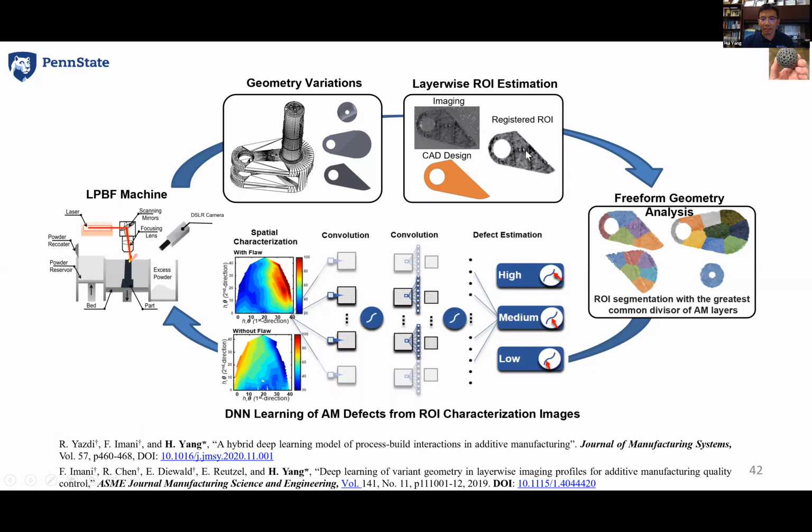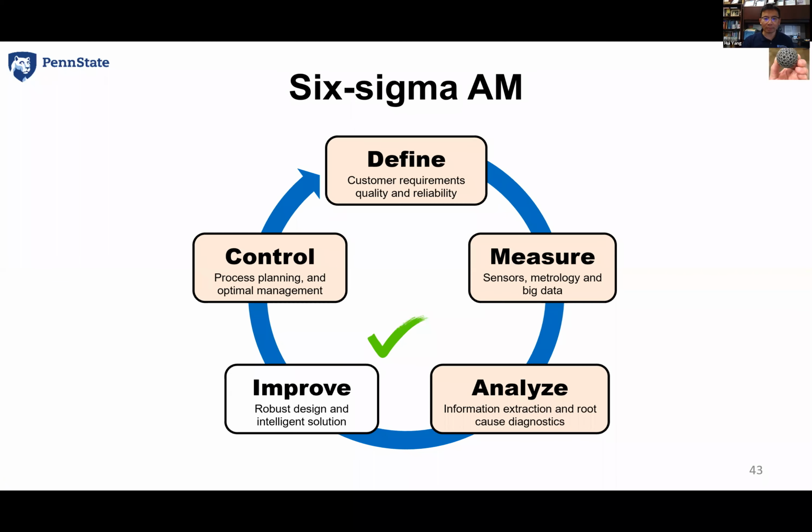We want to see whether this layer is okay. And then inside this LI, we can do the freeform geometry analysis in different ways. So LI segmentation with the greatest common divisor of the AM layers. Then for every layer, if you segment them into sub-LIs, they all have the same number of pixels, with the GCD of AM layers. Now you can do the spatial characterization, and now you can put in the deep learning neural network. This idea is summarized in these two papers, and if you are interested in details, you may refer to these two papers.